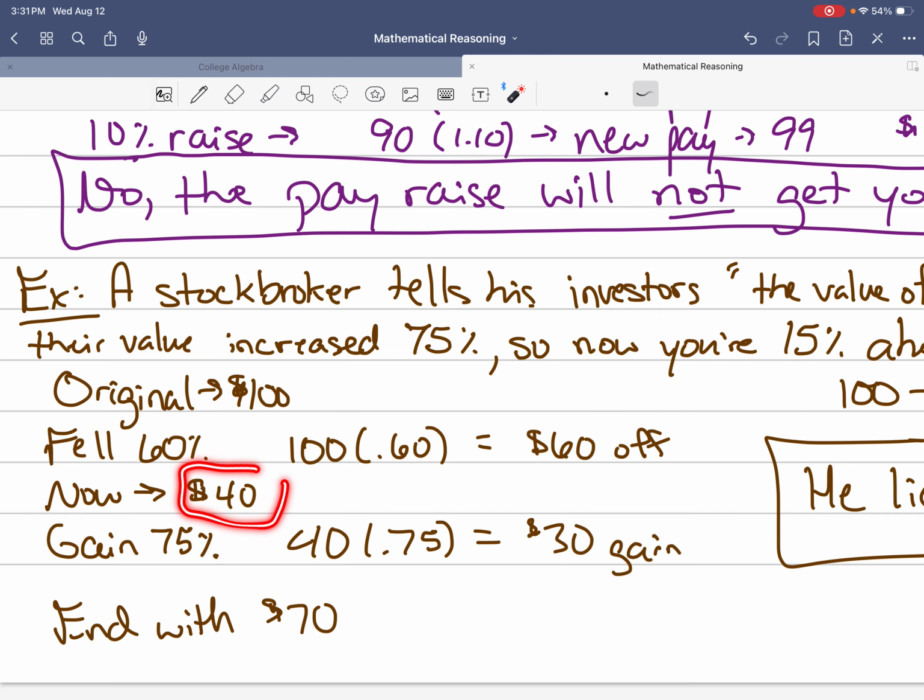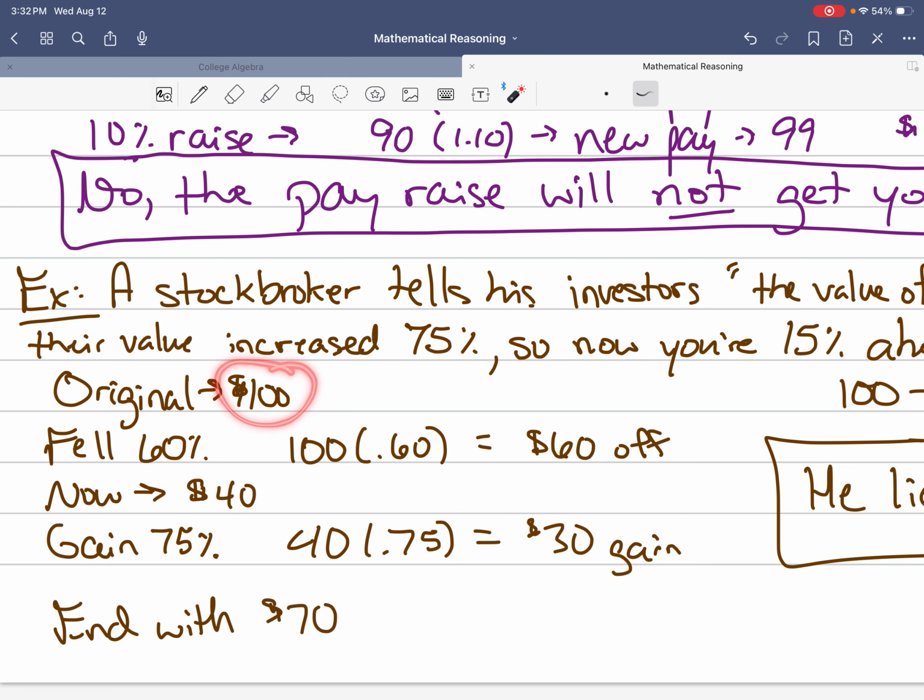But my stockbroker made some money back. He said it gained 75% back. Great, 75%. So 40 times 0.75 comes out to a $30 gain. But 40 plus 30, I'm only going to end with 70. He's trying to tell me that I had a 15% gain from the original. But I started with $100 and now I only got 70. His claim is not true at all because he's trying to say I'm 15% ahead.